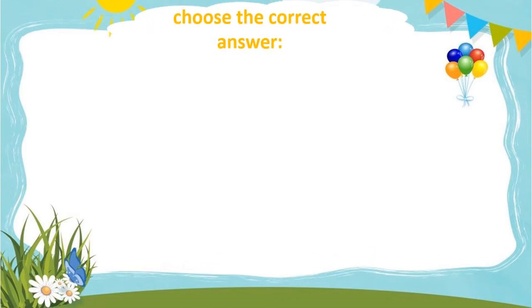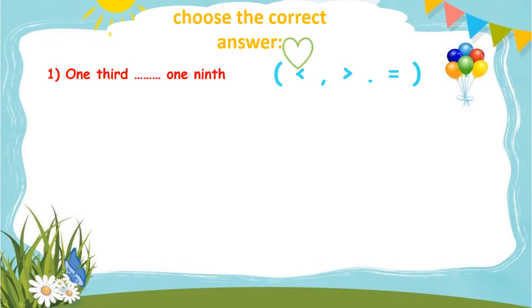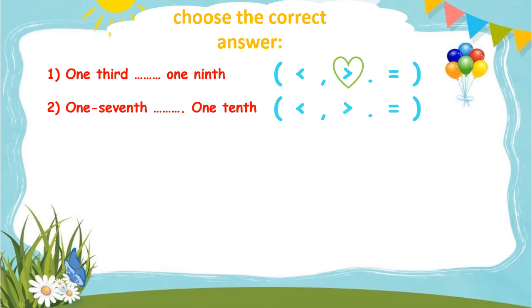Choose the correct answer. 1/3 and 1/9. We will put less than, greater than, or equal. Super, we will put greater than because 1/3 is greater than 1/9. Okay, the second one, 1/7 and 1/10. We will put greater than, less than, or equal. Excellent, greater than also. So 1/7 is greater than 1/10.